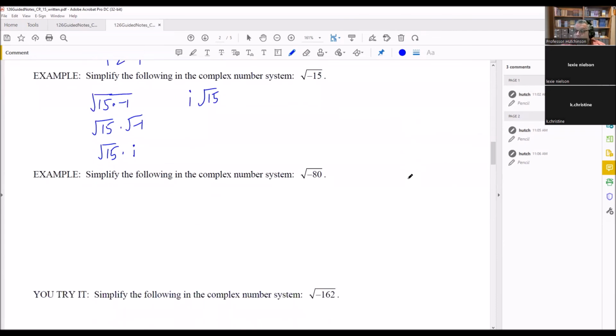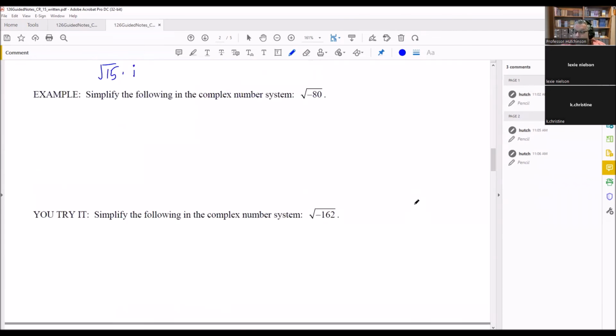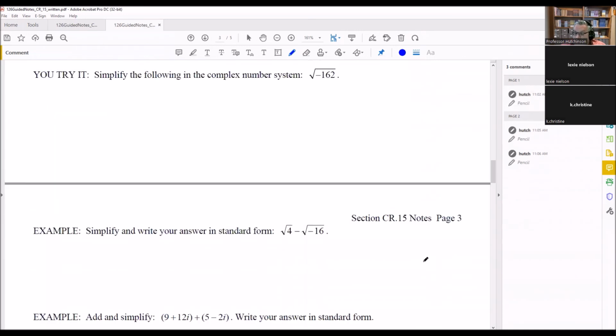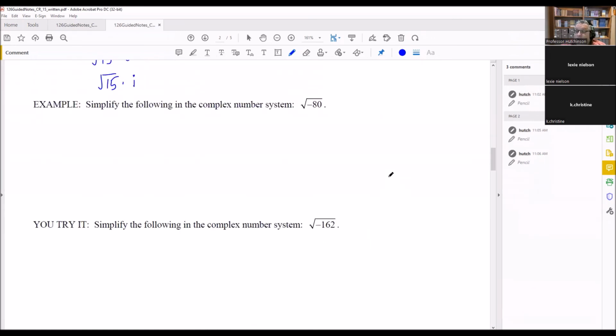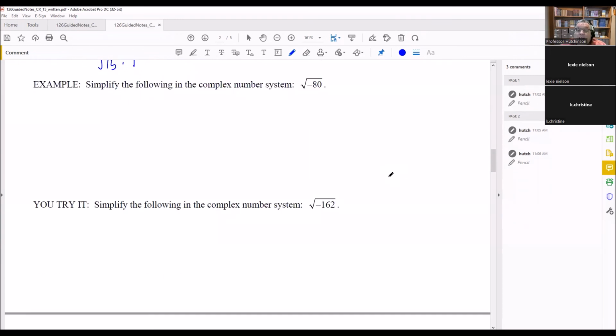Okay, we'll do two more of these. We'll go ahead and finish this out here, and then we'll finish up with this one at the top of the next page, because it's a similar one where we're writing it in complex number form. All right, so we're going to do 80. Before I separate this, I want to do a factor tree with the 80 here. If I take 80 and divide it by 2, I get 40. And 40 divided by 2, I get 20. 20 goes into 4 and 5, and then I have 2 and 2 for this.